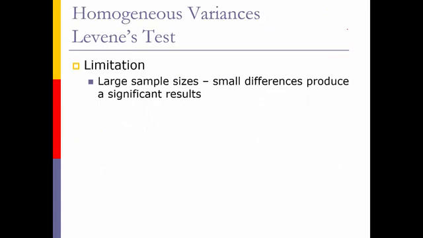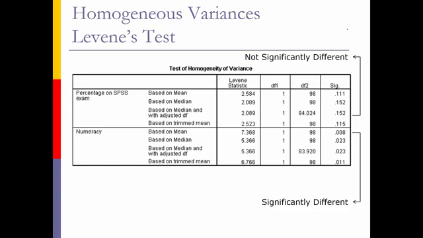So, the problem with Levene's test, because there's a problem with everything: very, very large sample sizes that have very small differences will produce a significant result. So let's look at one of the outputs here. We've got the two data points, and you can run the homogeneity of variances test based upon various elements. You can run it on the mean, the median, and the trimmed mean. Most of the time, unless we're trying to fix a data set, we're really just looking based upon the mean.